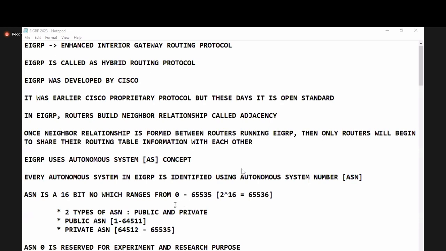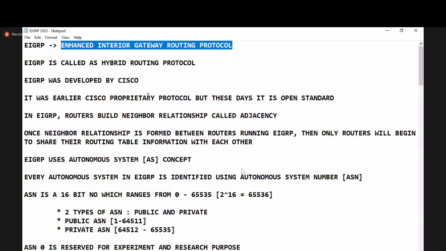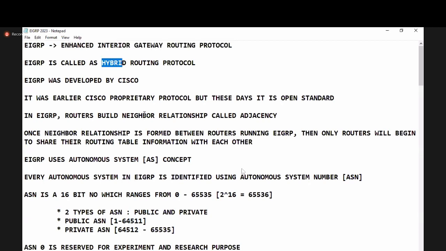All right. So EIGRP, Enhanced Interior Gateway Routing Protocol. That is the full form. We call it hybrid routing protocol. Why? Because it performs routing very fast. Compared to RIP, compared to OSPF, this routing protocol basically figures out the best route for destination networks very fast.